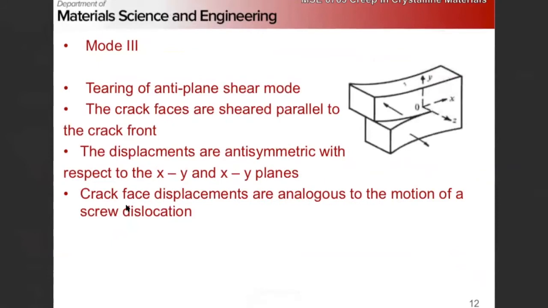Mode 3 crack is this anti-plane shearing. Right? Crack faces are sheared in the direction parallel to the crack front, right? And we're anti-symmetric with respect to the XY and XZ planes. Right? And the displacements and motion are analogous to a screw dislocation. Right? You basically think of doing a Burgers circuit around this, and you have a step displacement of this original surface.